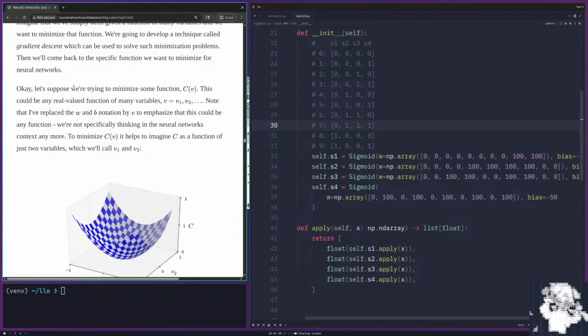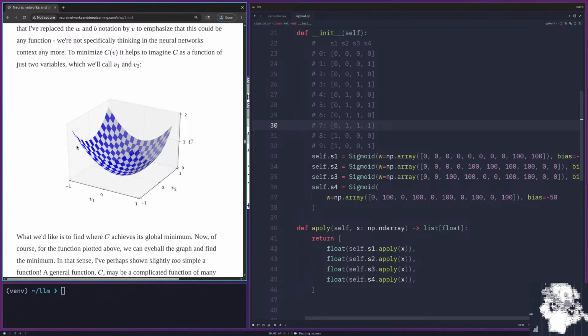Okay, let's suppose we're trying to minimize some function C of v. This could be any real valued function of many variables, v equals v1, v2, etc. Note that I've replaced the w and b notation by v to emphasize that this could be any function. We're not specifically thinking in the neural networks context anymore. To minimize C of v, it helps to imagine C as a function of just two variables, which we'll call v1 and v2. So we've got a 3D plot. C is the height, v1 and v2 are the x and y position.